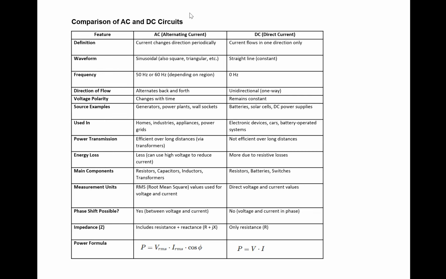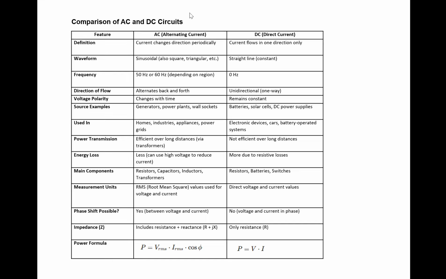In this video, we will see the comparison of AC and DC circuits. So first, definition. AC means alternating current, which is an electric current whose magnitude and direction change periodically with time. The current continuously reverses its direction, usually in a sinusoidal form. Whereas DC, that means direct current, is an electric current that flows only in one direction. The magnitude of DC may remain constant or vary slightly, but the direction never changes.